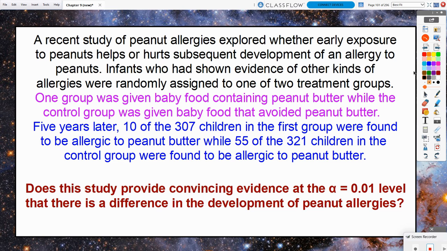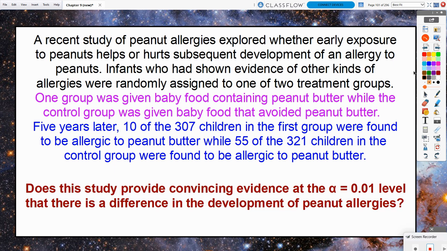So this problem says, a recent study of peanut allergies explored whether early exposure to peanuts helps or hurts subsequent development of an allergy to peanuts. Infants who had shown evidence of other kinds of allergies were randomly assigned to one of two treatment groups. One group was given baby food containing peanut butter, while the control group was given baby food that avoided peanut butter. 5 years later, 10 of the 307 children in the first group were found to be allergic to peanut butter, while 55 of the 320 children in the control group were found to be allergic to peanut butter.